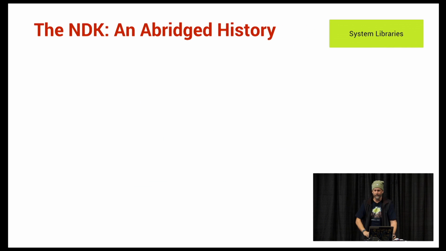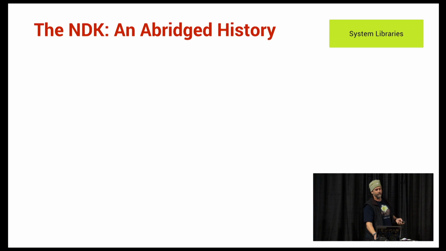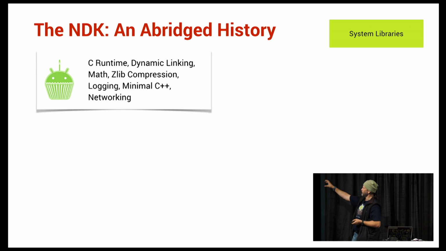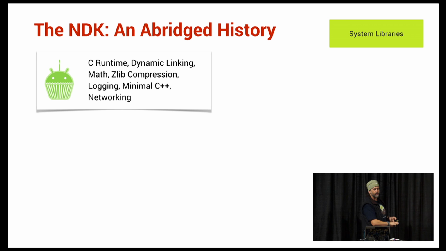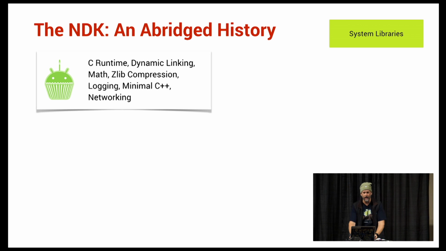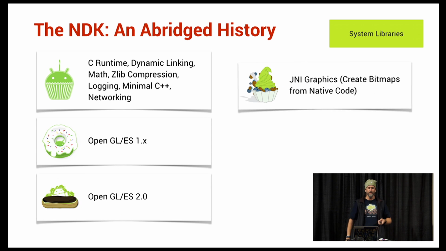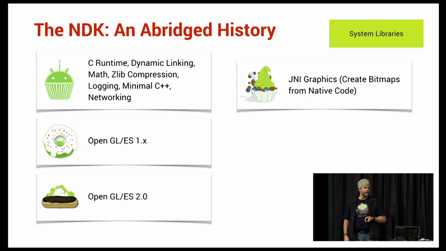Let me talk to you a little bit about the history of the NDK. The original first versions of Android did not even have it, but we got it in Cupcake. And we've been slowly expanding it ever since. So in the first versions of it, you got a C runtime, really minimal C++ support, zlib compression, logging, networking, dynamic linking, some math. That's not a lot, but enough. We then added graphics. So the first version couldn't even talk to OpenGL. But we added graphics there.